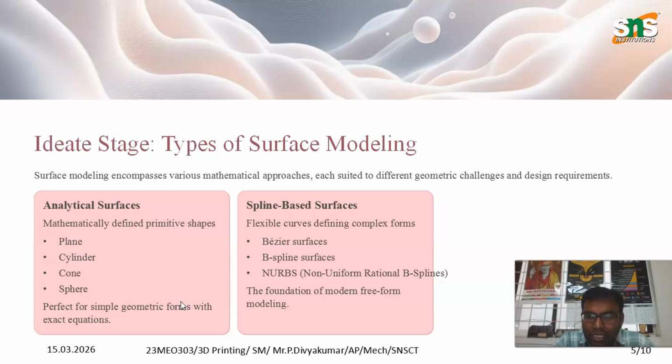Limitations of surface modeling are, first, no volume information. It cannot calculate the mass, weight or volume of the object which we are going to design. Next, it is complex to create. It requires more skill when compared to wireframe modeling, and also it is difficult to modify. Complex surfaces are harder to edit, and then it is data heavy. That means when compared to wireframe modeling, it requires heavier data, that means higher memory than wireframe modeling.